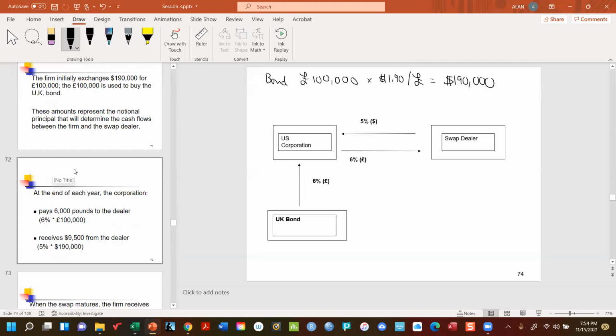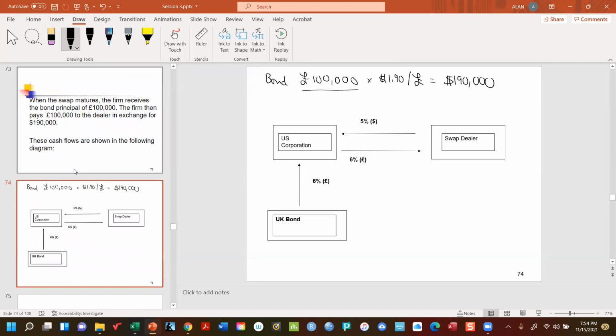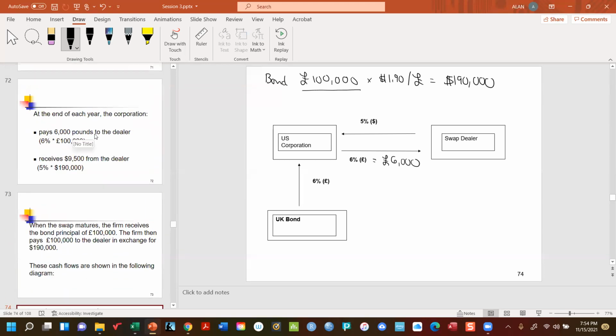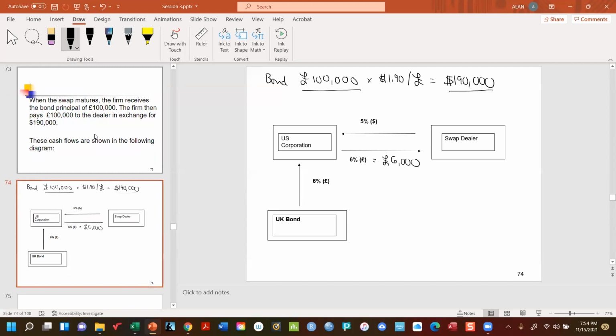And then at the end of each year, the corporation pays 6%, which means, let me just pencil this in here, because the notional in pounds is 100,000, this equals 6,000 pounds. On the other hand, though, because the dollar value of this bond is 190,000, 5% of that is, let's see, let me get out my calculator. $9,500 US.